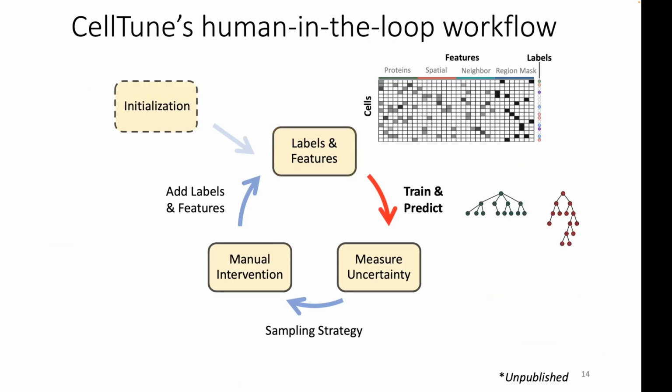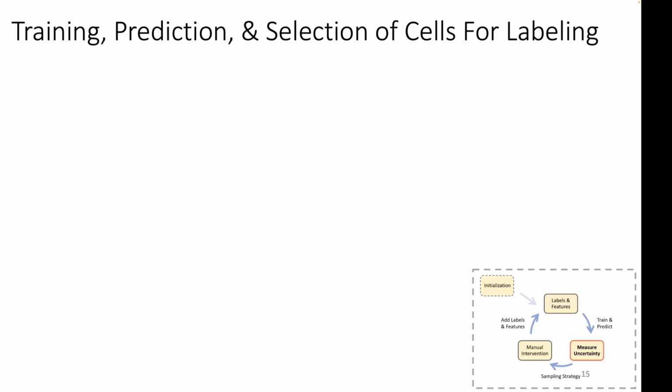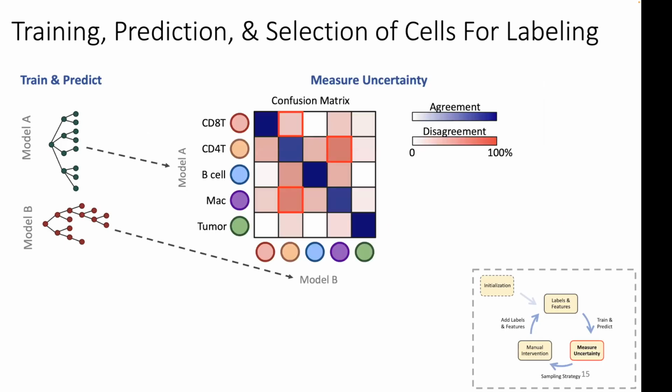So we train and we predict with gradient boosted decision tree models like XGBoost and CatBoost, because they're very, very fast and they're very good at learning from tabular data when you don't have hundreds of thousands of labels. So what we do, actually, we take two different models, we train them independently, and we get predictions from each one, and we compare them to each other. And in this way, we can measure uncertainty and where we should be labeling.